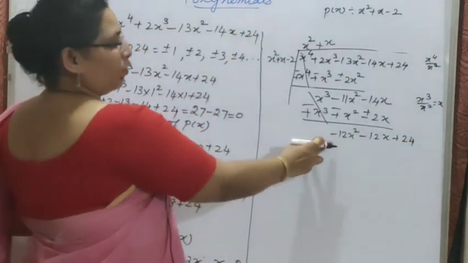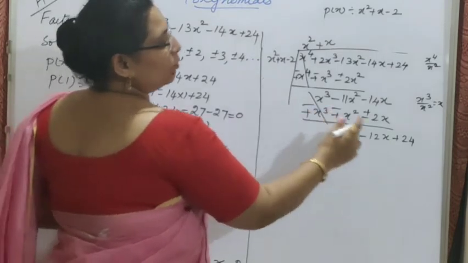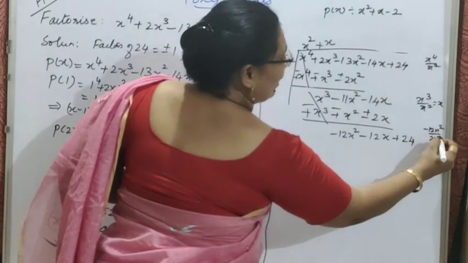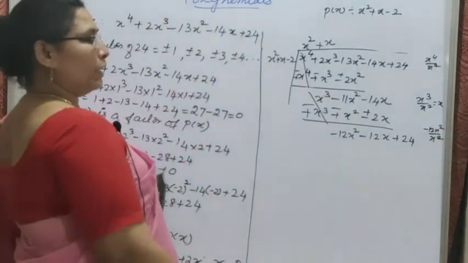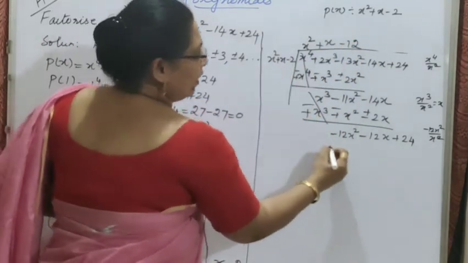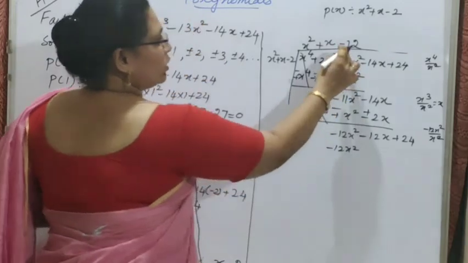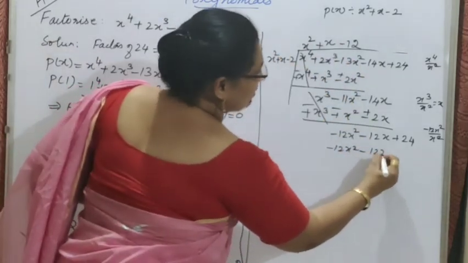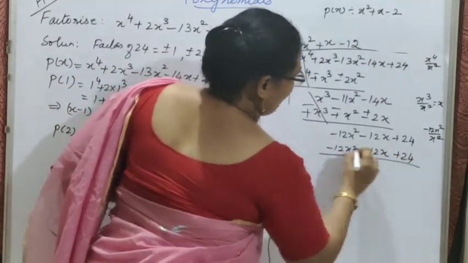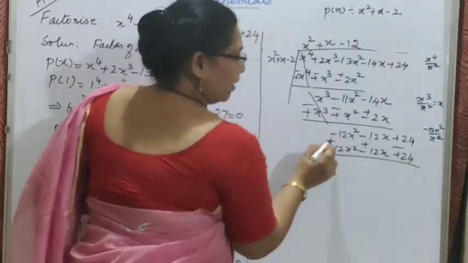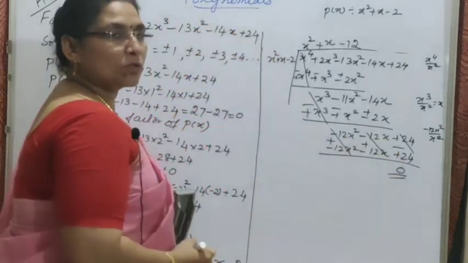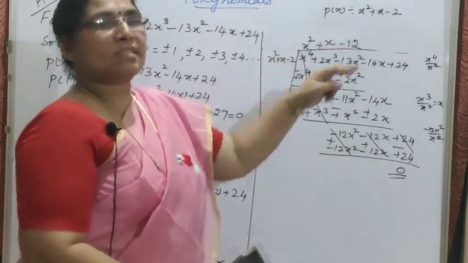Now what is the first term here? Minus 12x square is to be divided by x square. What is the answer you are getting there? Minus 12. Now we should multiply with the minus 12. So minus 12 into x square, minus 12 into x is minus 12x, minus 12 into minus 2 is plus 24. Change your sign. Everything will get cancelled. It is 0. So our division part is also correct because we told that it is a factor.